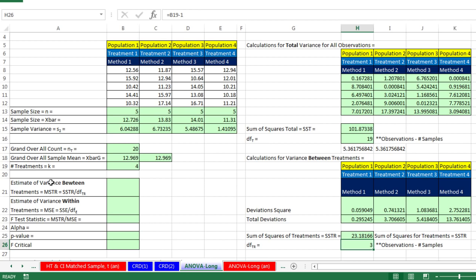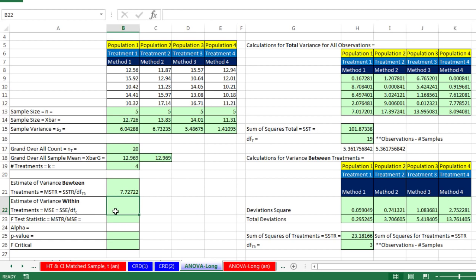That's the mean square of the treatments. We have to take our SSTR divided by degrees of freedom. So in this cell equals SSTR, sum of the squares of treatments, divided by our degrees of freedom. So when I hit Enter, there's our first estimate of our variation.